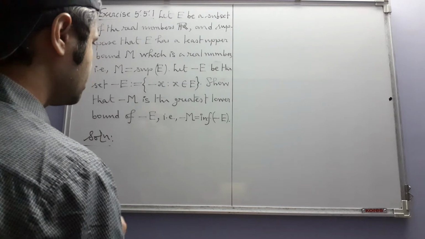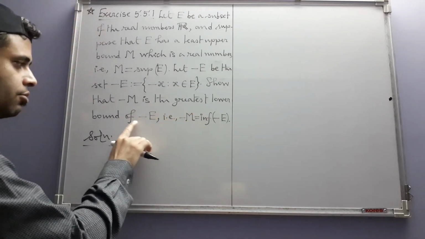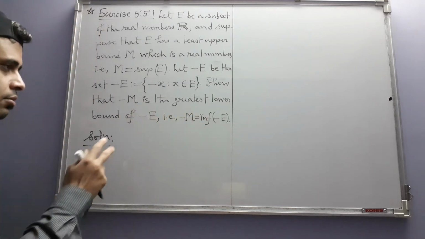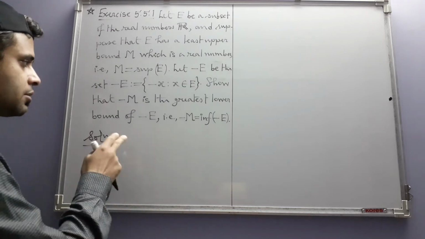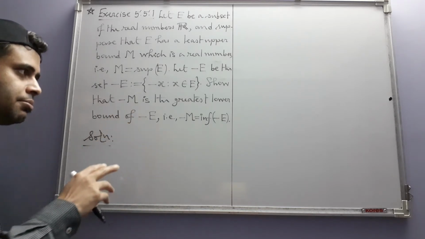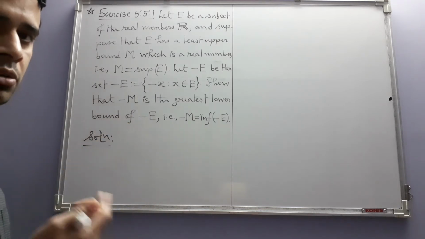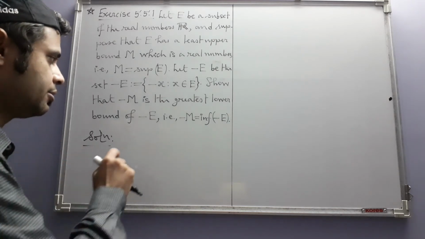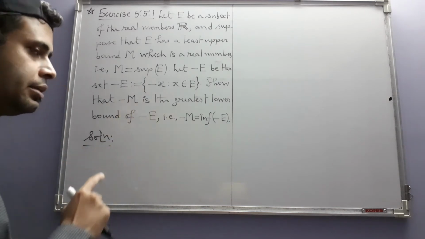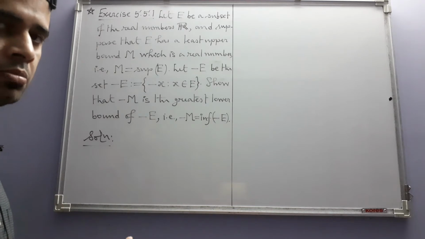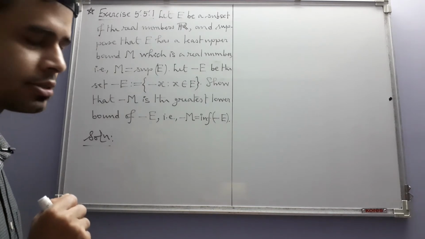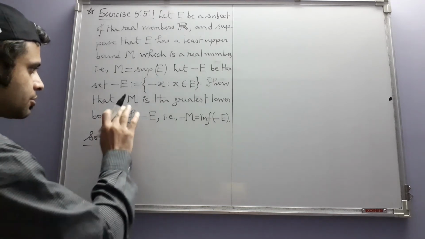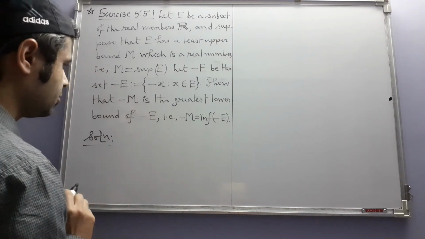To prove that minus m is the greatest lower bound of minus E, we need to prove two things. First, we need to show that minus m is a lower bound of minus E, and the second thing is that we have to show that it is the greatest among all possible lower bounds of minus E. So let's first show that this is a lower bound of minus E.